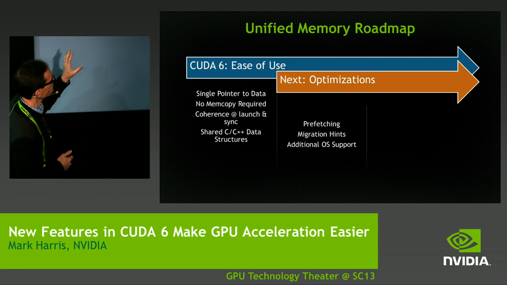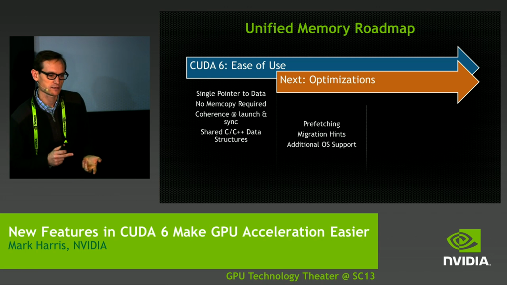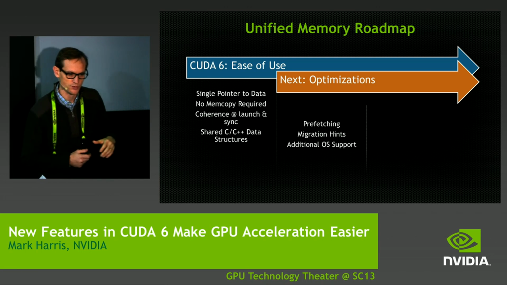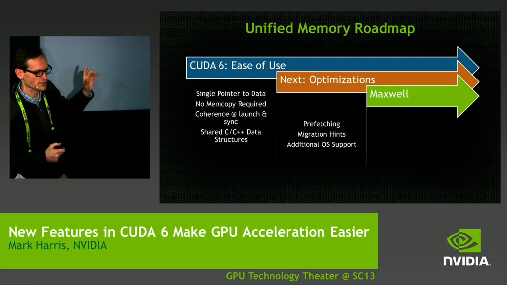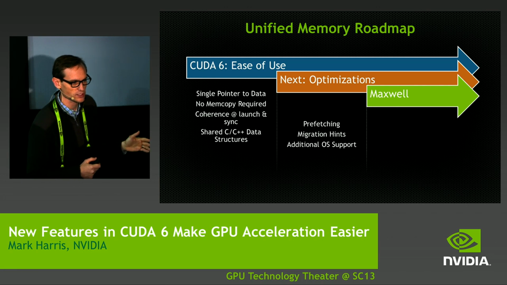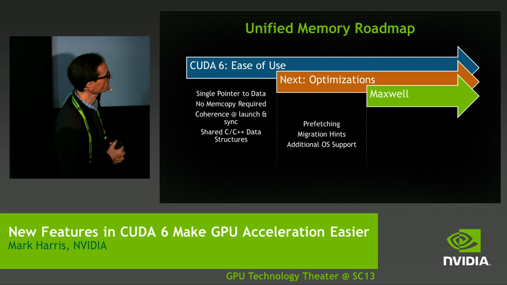I should have mentioned that in CUDA 6, unified memory is supported on 64-bit Linux, Windows 7 and 8, and so we'll be adding other OSs in future releases. Oh, and I should also say it requires Kepler, so CUDA compute capability 3.0 or later. So, for example, K10 and K20 GPUs are all supported.